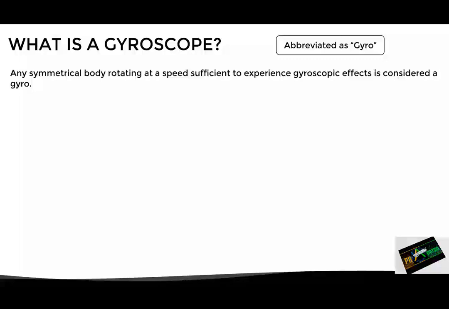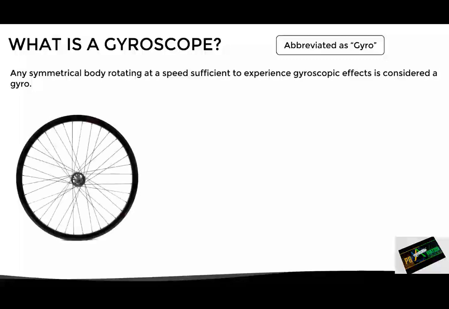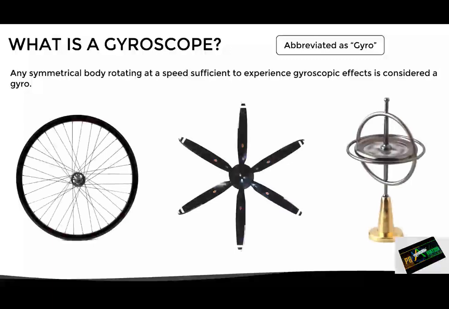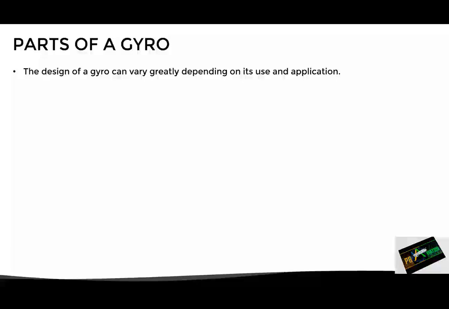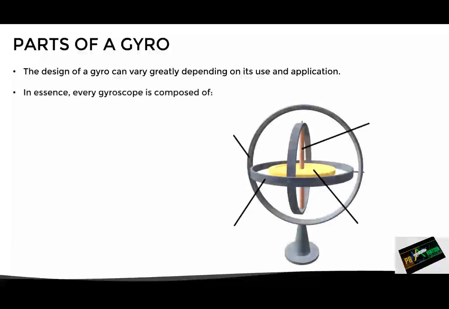Since according to this, we could say that a bicycle wheel, a propeller, or a dedicated gyro are all examples of gyroscopes. As we can see then, the design of a gyro can vary greatly depending on its use and application. However, they all have some components and characteristics in common. In essence, every gyroscope is composed of a rotor that spins at a high speed, the spin axis of the rotor, one or more gimbals, and the frame that supports the gyro.